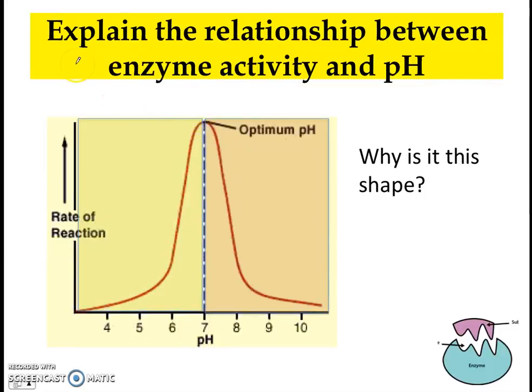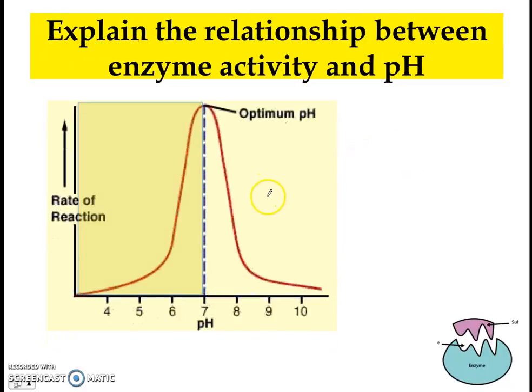So now let's go on to explaining the relationship between enzyme activity and pH. So once again, explaining is not just telling me and describing the shape, but telling me why it is this shape. What is happening to the enzyme that causes the graph to be this particular shape? So to explain this, we usually start with the left side. You don't usually need to talk about optimum pH, unlike temperature, when we talked about optimum temperature. For pH, we don't really need to explain what happens at the optimum. But you do have to explain why it is that when you move away from optimum, the enzyme activity decreases.